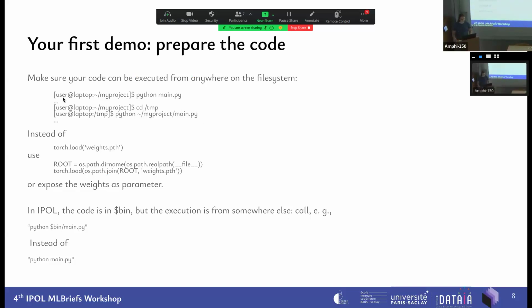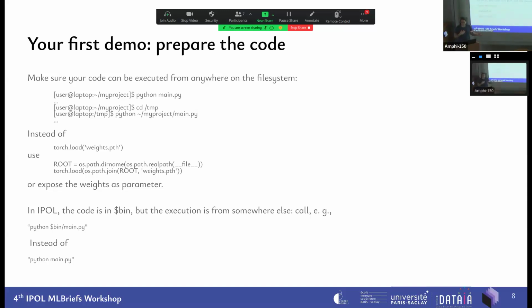Here it is about the $bin, the last step of preparation to your code, which is to make sure your code can be executed from anywhere. So often when you run code from the command line, you go in the directory of the code and you call it, for instance, python main.py.